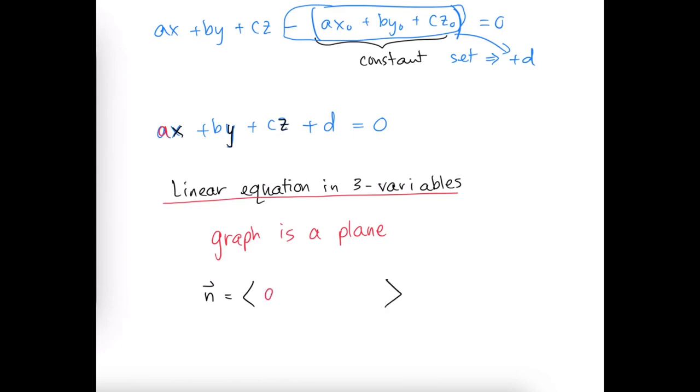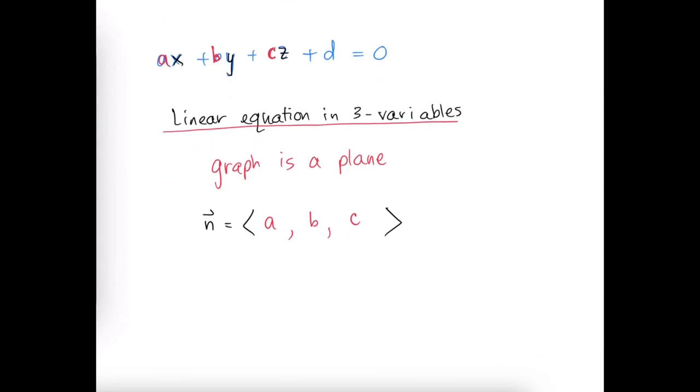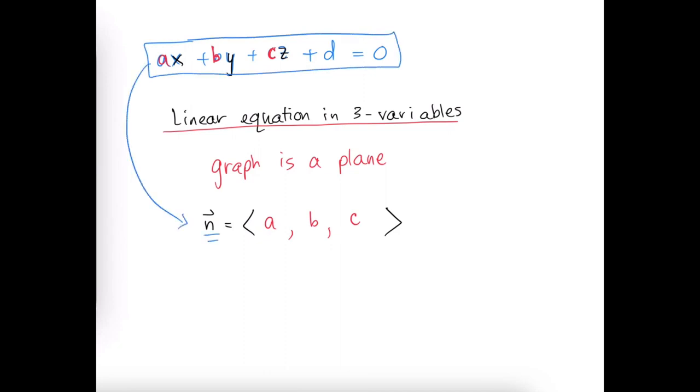The x component, which was a, is the coefficient on my x variable. The y component of my normal vector is b. That's the coefficient on my y variable. And the c component, which is the coefficient on z, that's the c component of our normal vector. So we can look at a linear equation in 3 variables, and from that equation extract a vector that is perpendicular to the plane, which is a pretty awesome tool that we'll be using quite a bit.